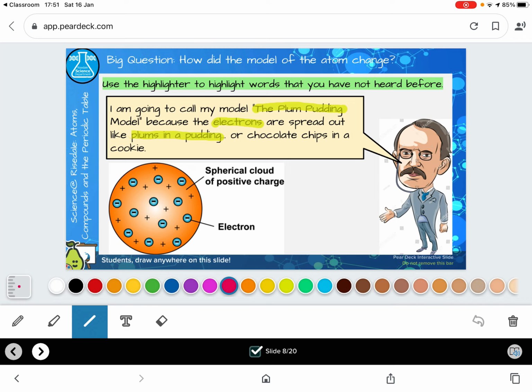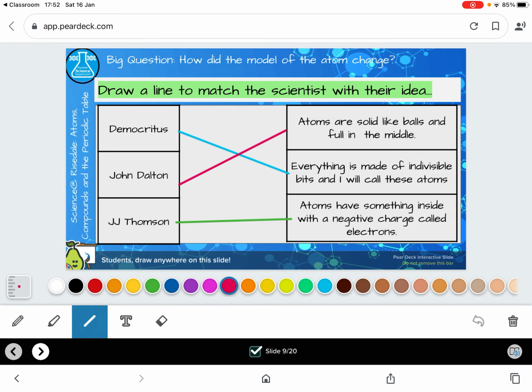He decided he was going to call his model the plum pudding model because the electrons were spread out like plums in a pudding. Now, we in this modern age don't often eat plum pudding, which is why I mentioned the chocolate chip cookie. If you think of a chocolate chip cookie, the chocolate chips are spread throughout the biscuit, but the biscuit is still quite solid. And he thought that the biscuit part was like a positive charge, and the electrons were like the chocolate chips that were spread throughout.